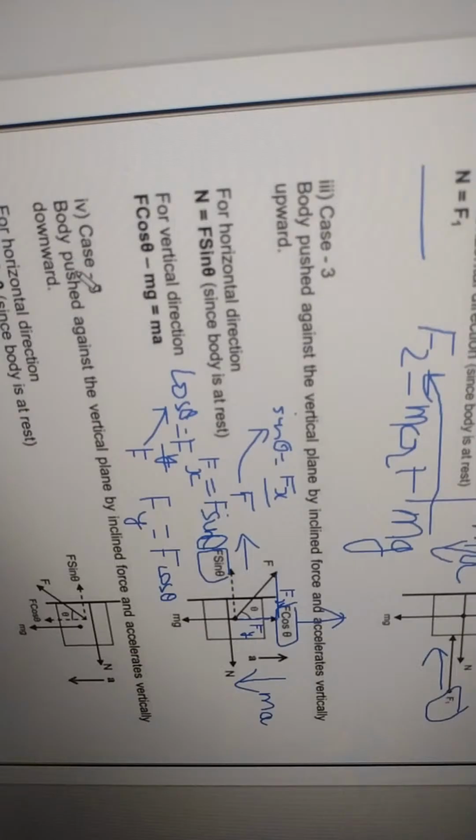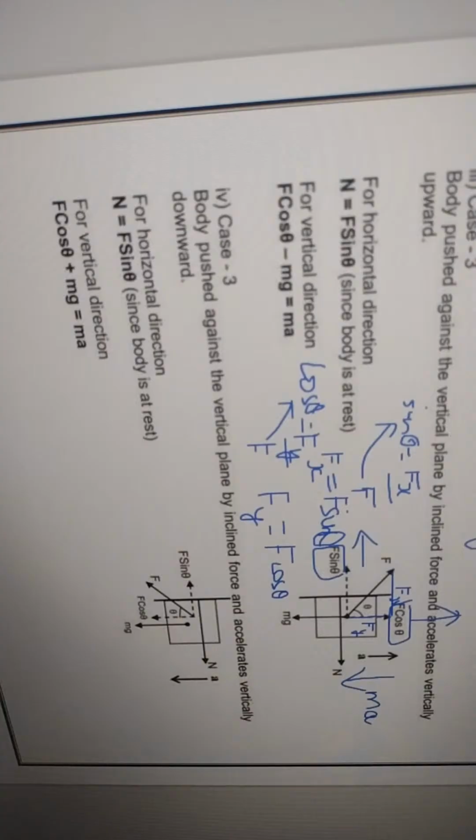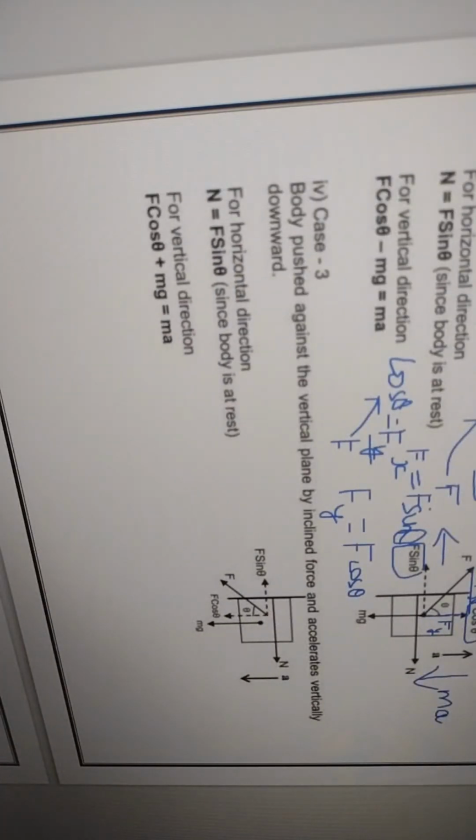So case 3 is a body pushed against the vertical plane by an inclined force and accelerates vertically downwards. It is the same here, but we have to consider this triangle now, and here this will be the base, and this is F.